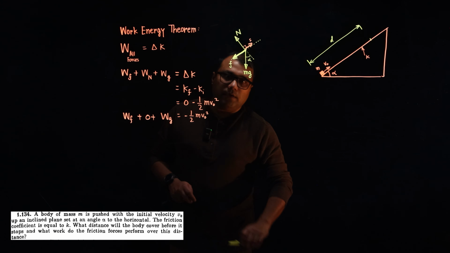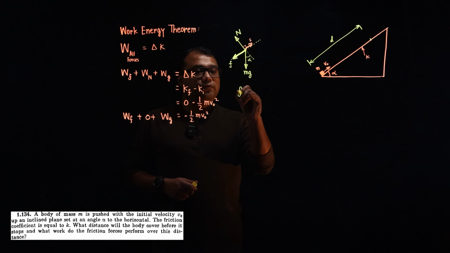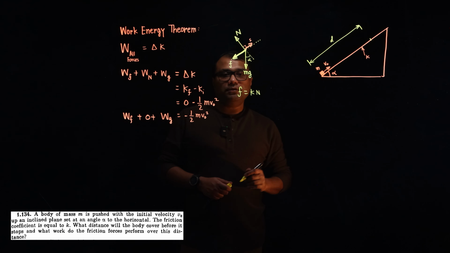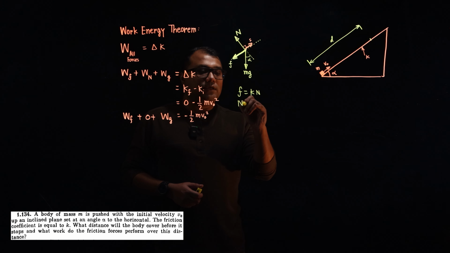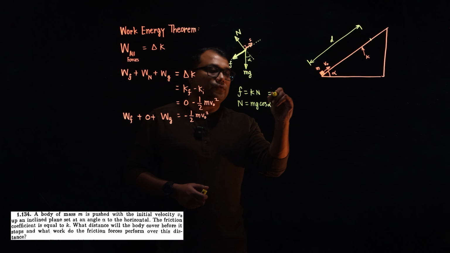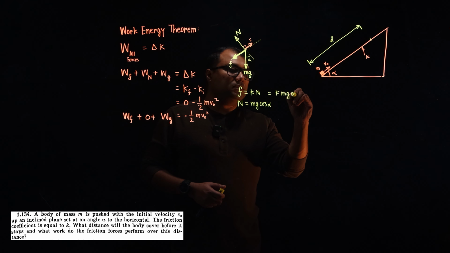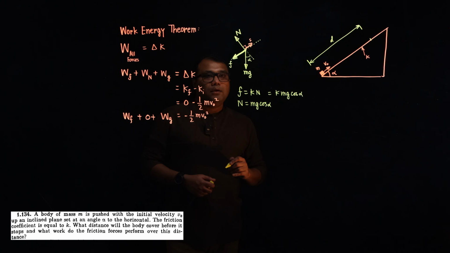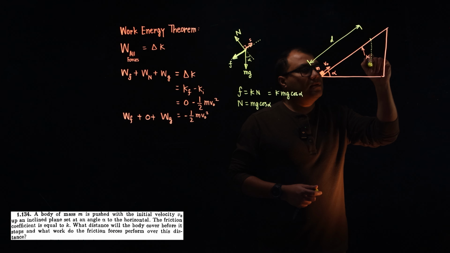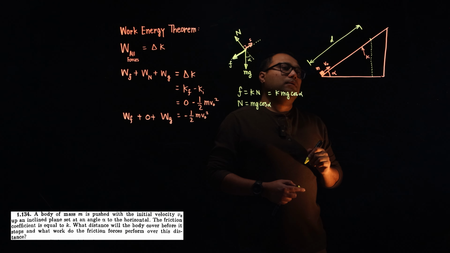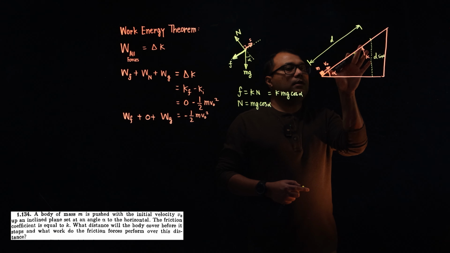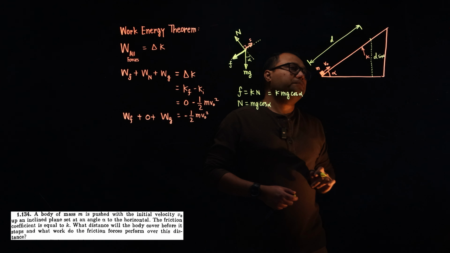Now additionally, we know friction force is kN, this is kinetic friction. Normal reaction is mg cos alpha, so friction force is k mg cos alpha. If this distance is d, then what is this height? It is d sine alpha.